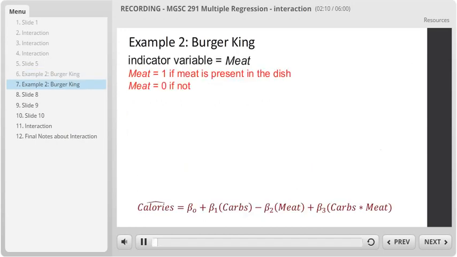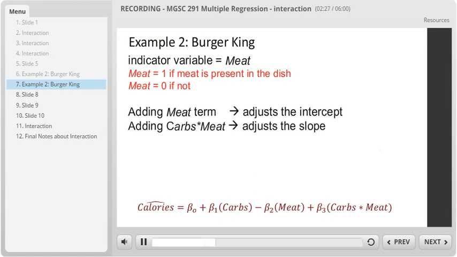Let's start by introducing an indicator variable called meat, where meat equals 1 if the menu item contains meat, and 0 if it does not. Adding this indicator variable can adjust the intercept of the line, but to adjust the slope, we need to add the interaction term carbs times meat.